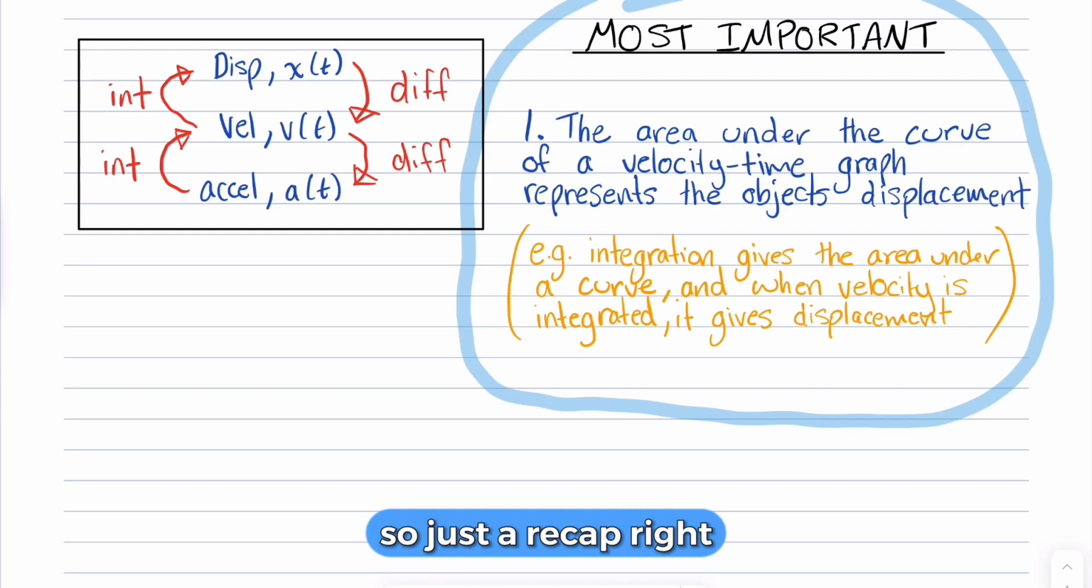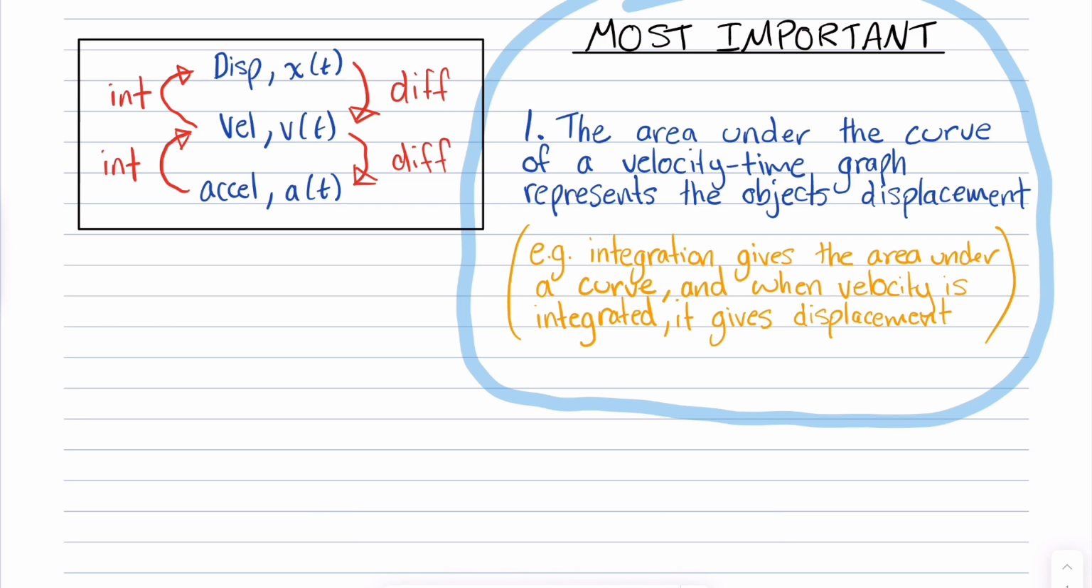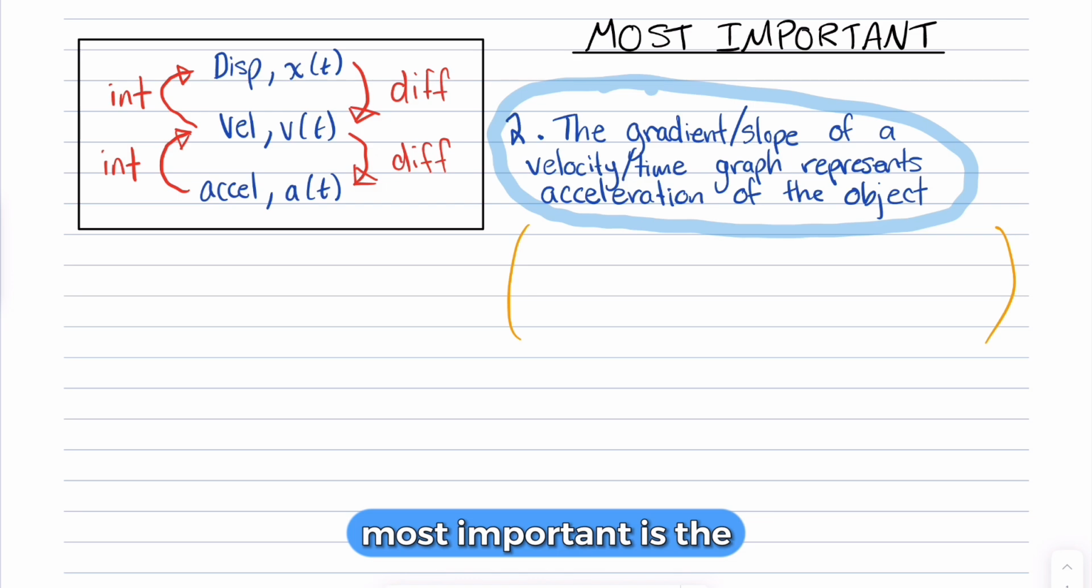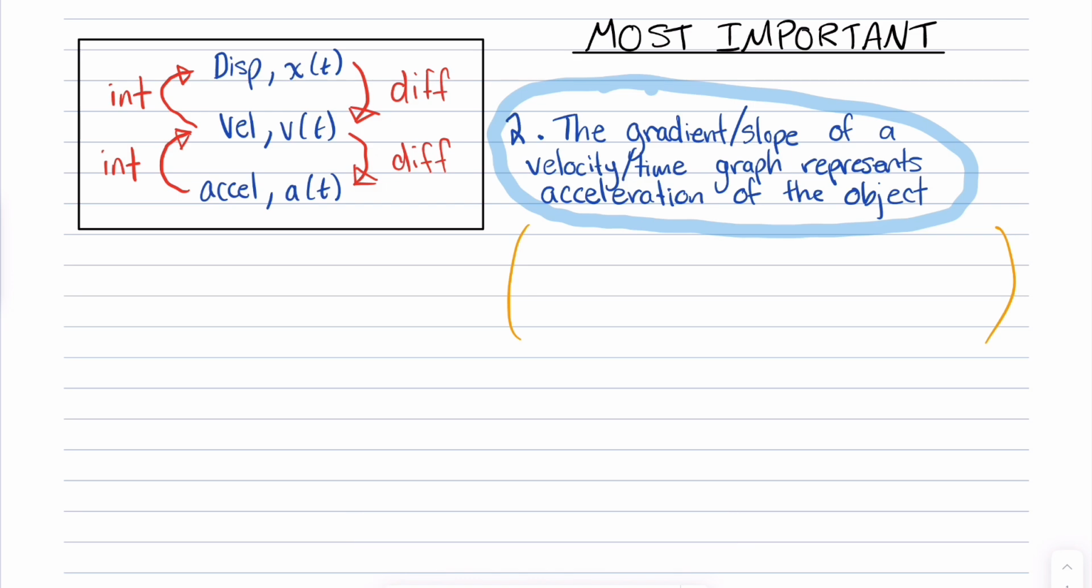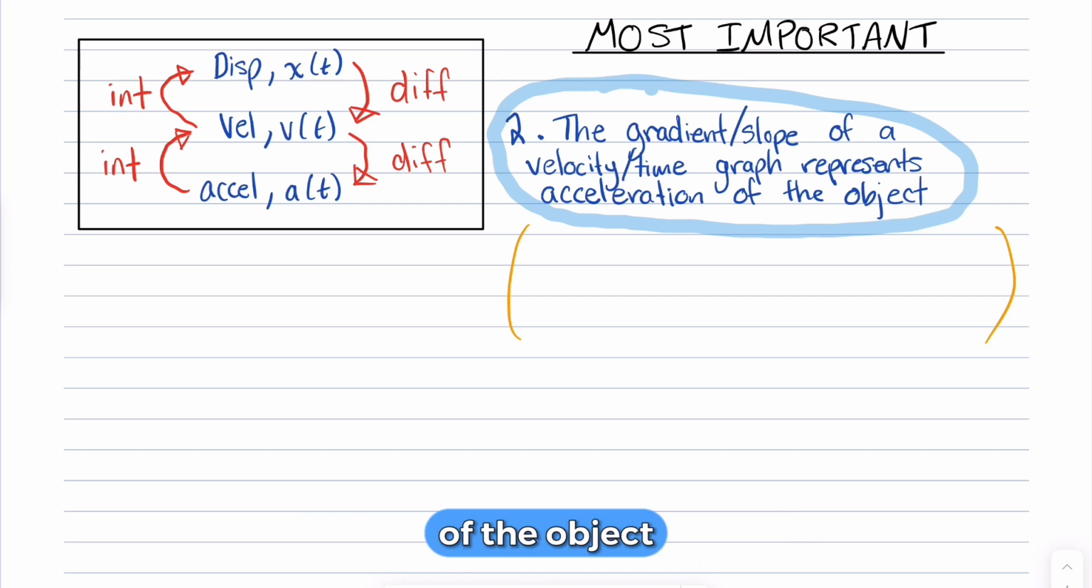So just to recap, really, really important. The whole point of all of this is the area under the curve of a velocity time graph represents the object's displacement. So if we were to find the integral of a velocity time graph, we're finding the displacement of an object. Now the second thing that is most important is the gradient or the slope of a velocity time graph represents the acceleration of the object.